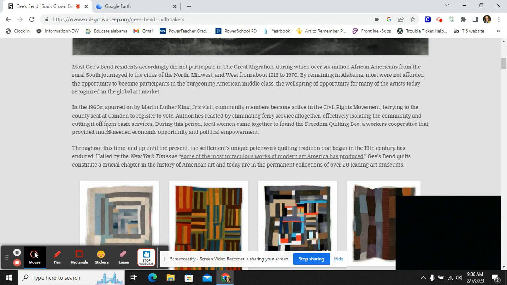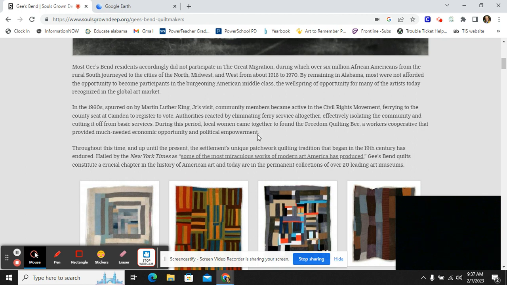Active in the civil rights movement. Authorities reacted by eliminating ferry service altogether. So they blocked them by saying no more boat rides, effectively isolating the community and cutting it off from basic services. During this period, local women came together to found the Freedom Quilting Bee, a workers' cooperative that provided much needed economic opportunity and political empowerment.